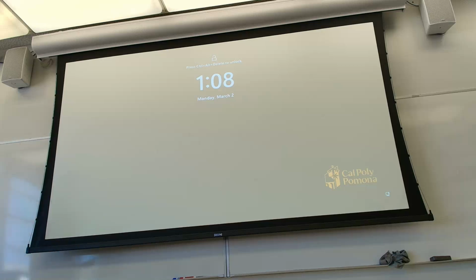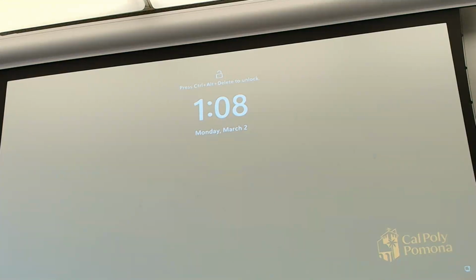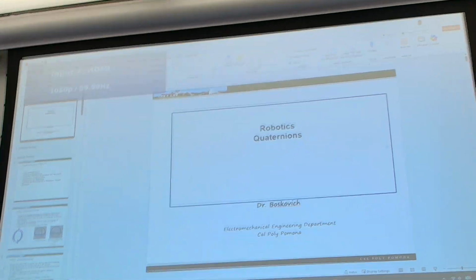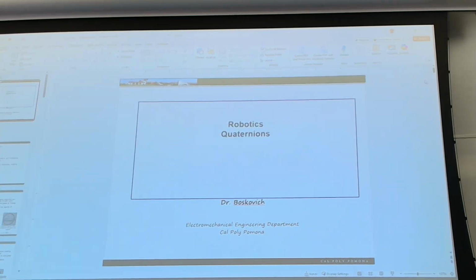Sine and cosine. Yeah, so what if we didn't need to use sine and cosine? That's what Quaternions brings to the table.